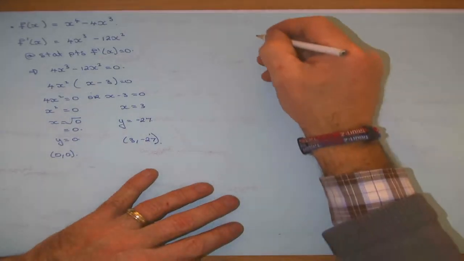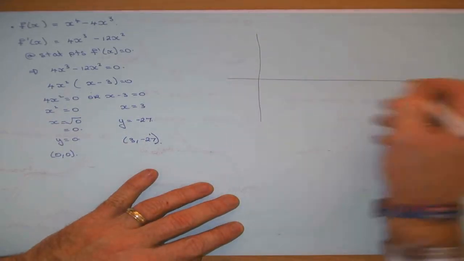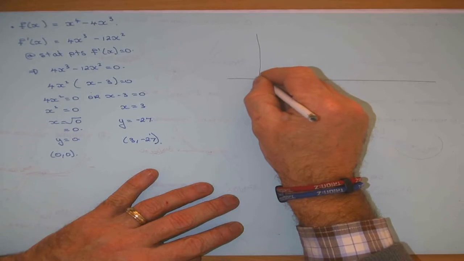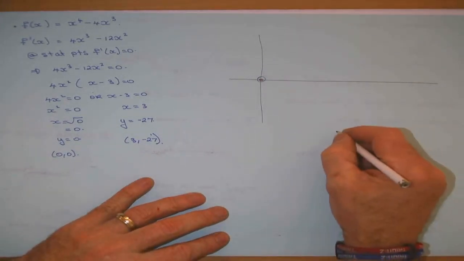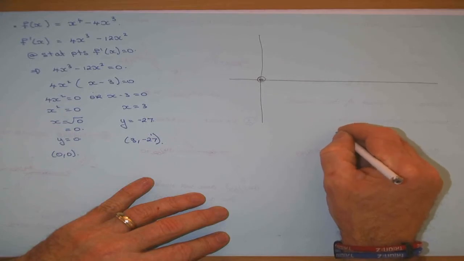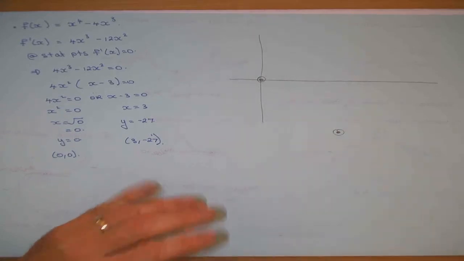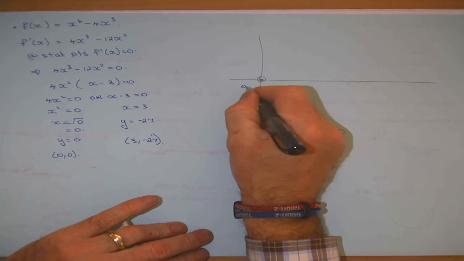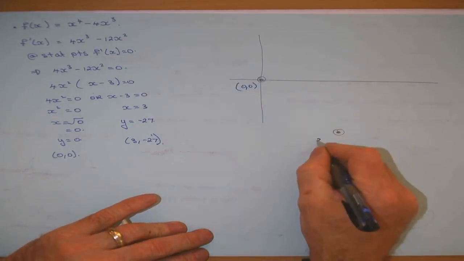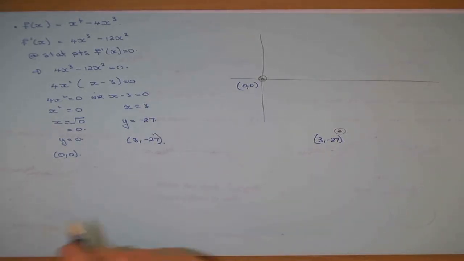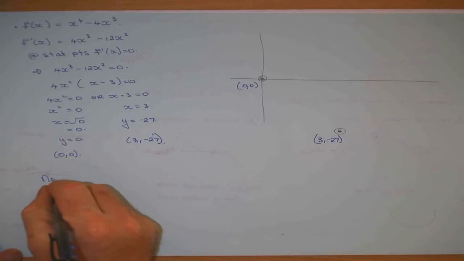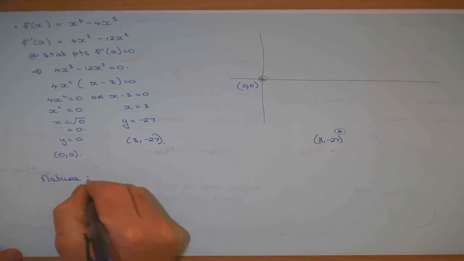But I don't know what the nature of them is. I know there's one at 0, 0, right? And I know there's one at 3, minus 27. I can have whatever scale I want. So there's a stationary point at 0, 0, and there's a stationary point at 3, minus 27. What do I not know about those stationary points? Their nature.